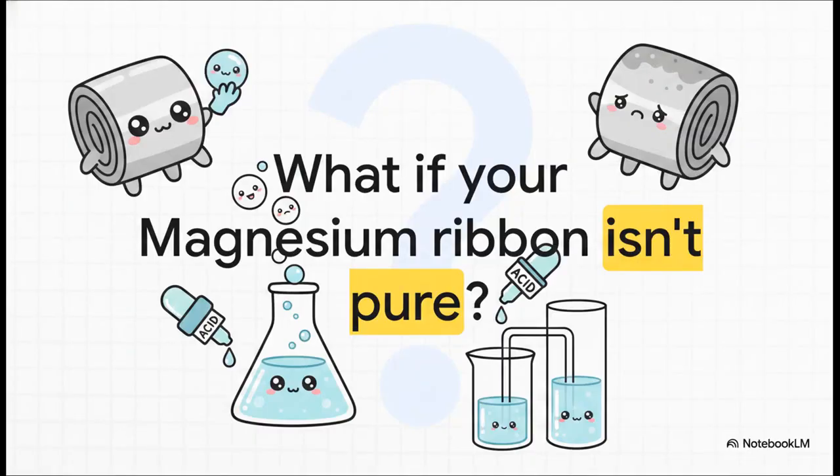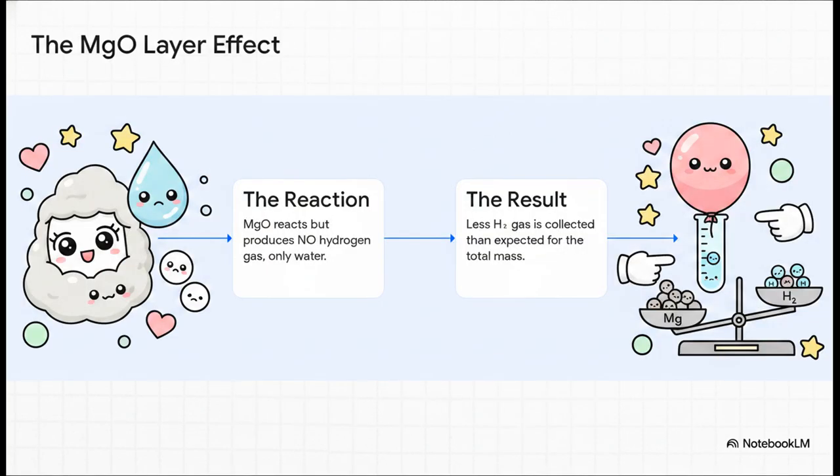Okay, let's switch gears to a stoichiometry experiment. You're reacting a piece of magnesium ribbon with acid, collecting the hydrogen gas, everything's going great. But what if that shiny ribbon isn't quite as pure as you think? What about that invisible layer of oxide on the surface? And this is such a great example of how a real-world issue can totally mess up your results.